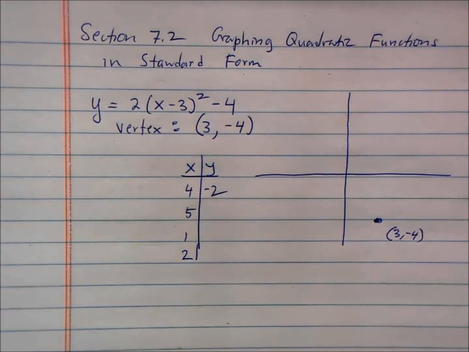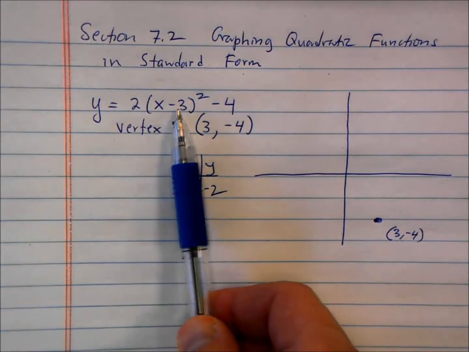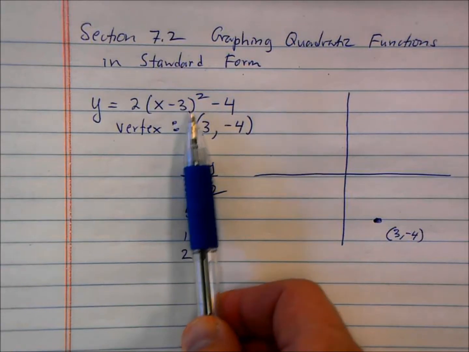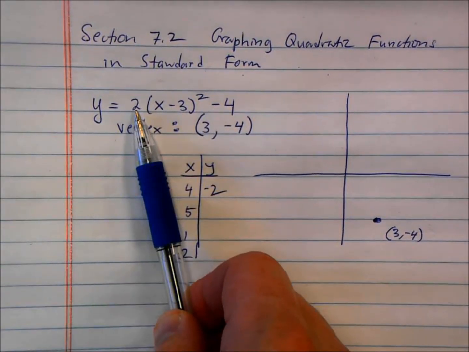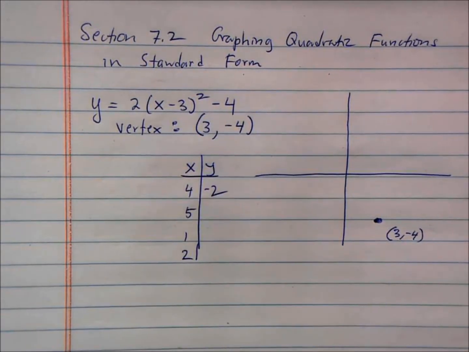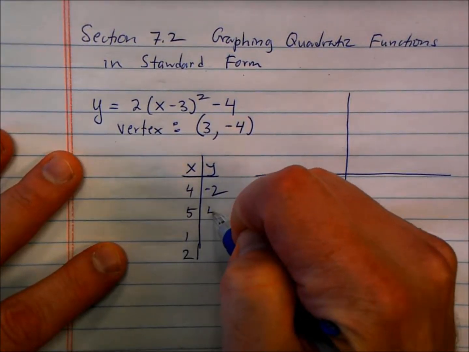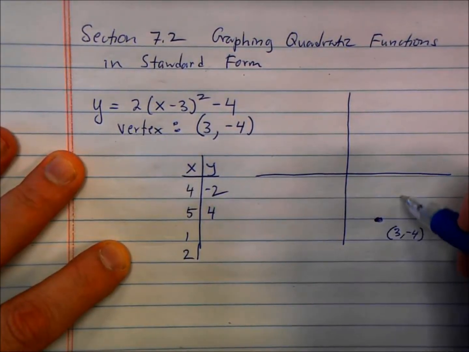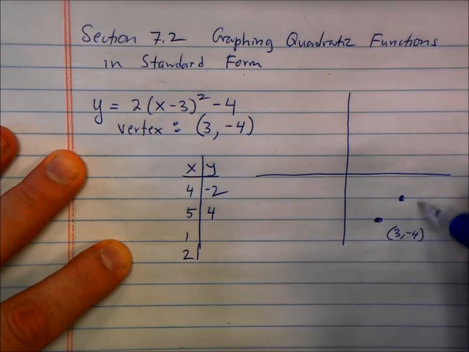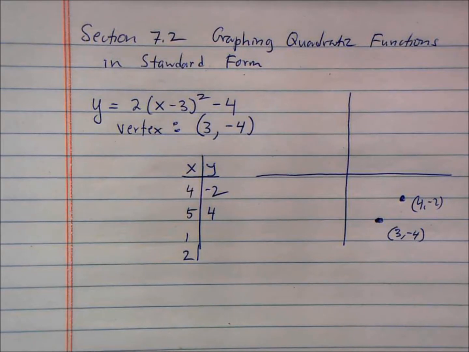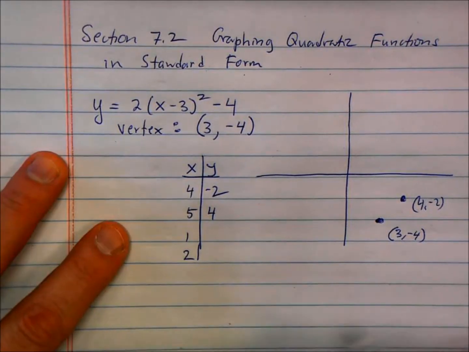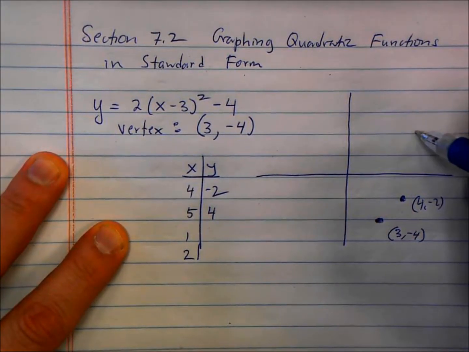So there's where you have to do the squaring when you start plugging your numbers in. Now I plug in 5. 5 minus 3, 2. 2 squared, 4. 4 times 2, 8. 8 minus 4 is 4. So I have 5, 4. And notice I didn't put scaling on my axes, but I am labeling my points. So that gives a scaling on the graph too. You can do one or the other. You can either scale your axes or label the points like I am.